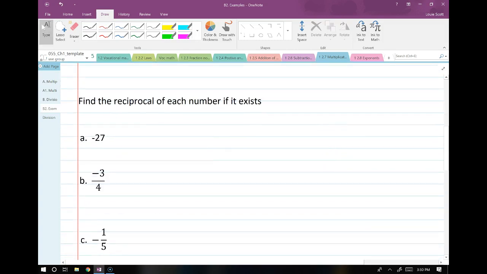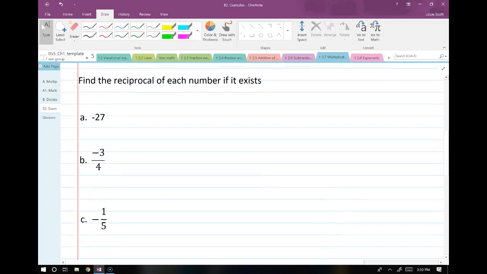Still moving, finding reciprocals. So, can anybody tell me what the reciprocal of negative, actually I should go over this first. Remember, the reciprocal of negative 27 is the number that when I multiply it by negative 27, I get positive 1. It's important to remember the reciprocal gives you a positive, not a negative. So when I say, what number do I multiply by negative 27 in order to get positive 1, we have to make sure that number is a negative as well, right? 2 negatives give us a positive. So the reciprocal of negative 27 is negative 1 over 27.